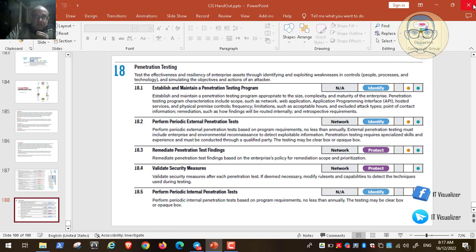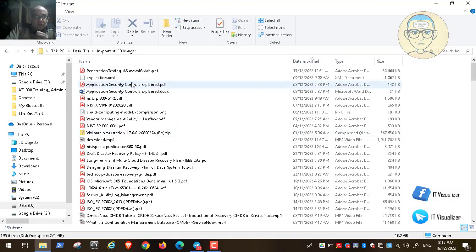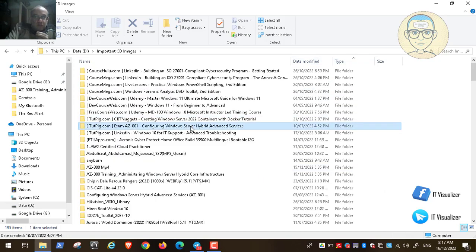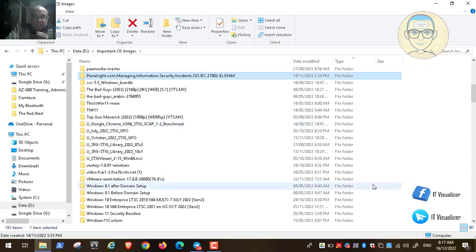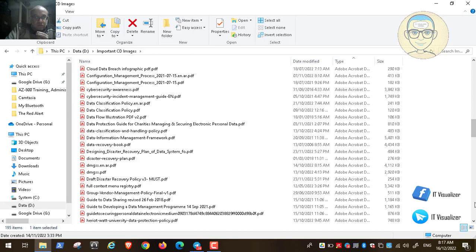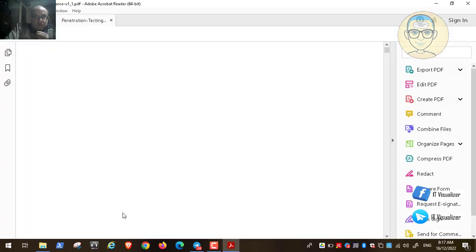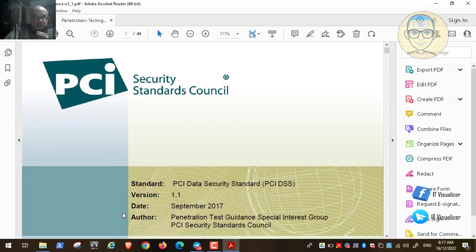Let's see some documentation concerning these penetration tests. For example, there is the PCI penetration test. Let me see whether there is a PDF I have downloaded concerning how to do a penetration test through the PCI security standards. Let's see here, the penetration testing guide. So this is by the PCI.